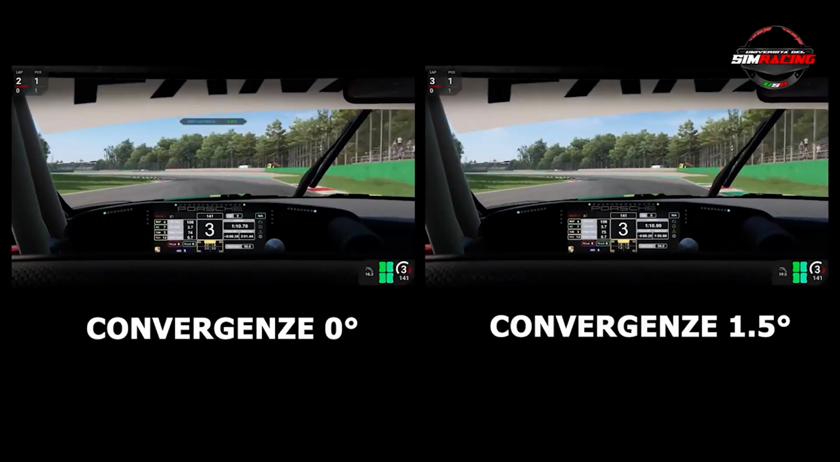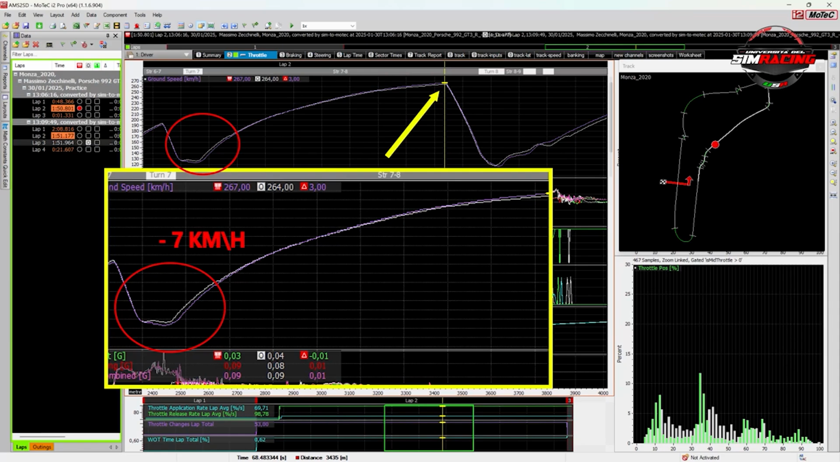Approaching Ascari, an interesting pattern emerged. Despite a poor exit from Lesmo 2, where the driver lost 7 kilometers per hour, the neutral toe setup not only recovered the lost ground, but even increased the gap to 3 kilometers per hour just before braking, 267 kilometers per hour versus 264 kilometers per hour.